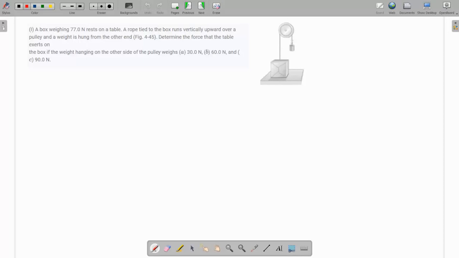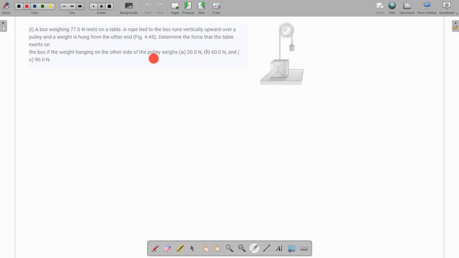Let's talk about this question. It says that a box weighing 77 newtons rests on a table. A rope tied to the box runs vertically upward over a pulley, and a weight is hung from the other end. So this is the required weight. This is the box. We have to determine the force that the table exerts on the box, so the reaction, the normal reaction.